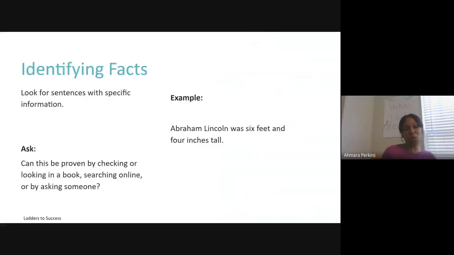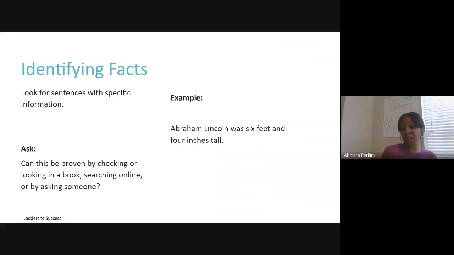So the first thing that we're going to do is look at identifying facts, right? When you identify facts, you want to look for sentences with specific information. And you want to ask yourself, can this be checked? Can we look in a book and find this information? Can we search online? Can I ask someone about this information? If it can be verified, proven, then it's a fact.